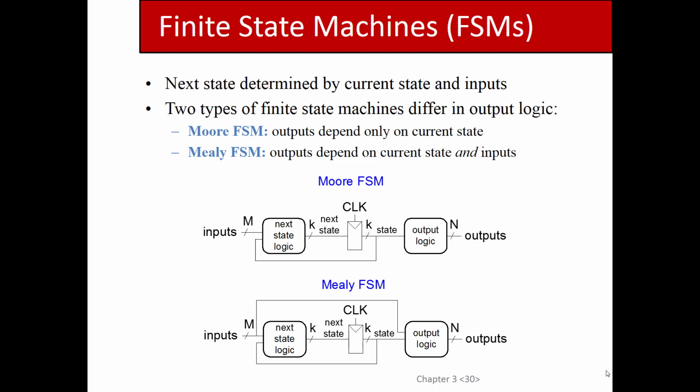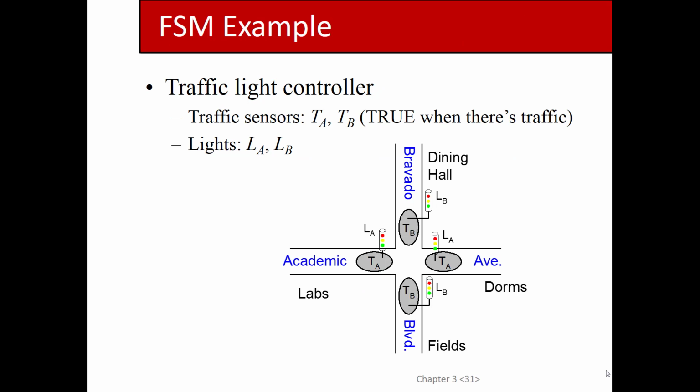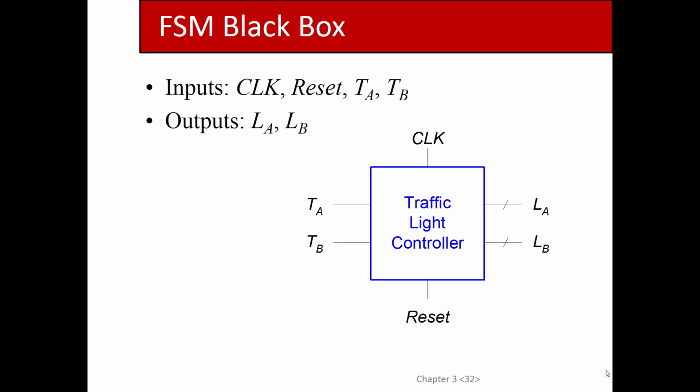This is a traffic light controller, a very simple one. The idea is you have an intersection and there are two lights. There's light A, which controls the horizontal traffic, east-west traffic. And then there's light B that controls the north-south traffic, right? Light A and light B are two-bit outputs, correct? So light A and light B can be red, green, or blue.